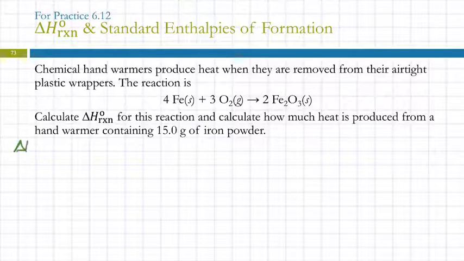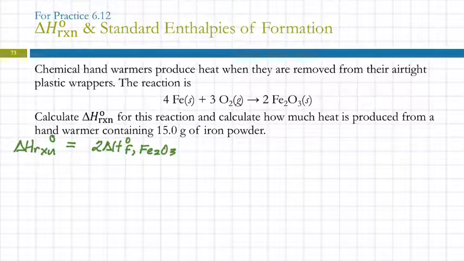Well, the standard heat of reaction is going to be the heat of formation for the products, and that's got a 2 in front of it. So 2 times the standard heat of formation for Fe2O3. That's our only product. And then we're subtracting the heats of formation for the reactants. But what's this? Iron. Is that in its standard state as an element? Yep. So that one's 0. And how about oxygen? Also standard state. So both of those are 0, so we don't need to worry about it.